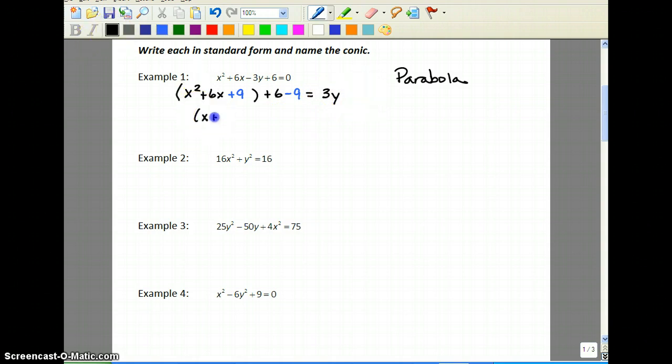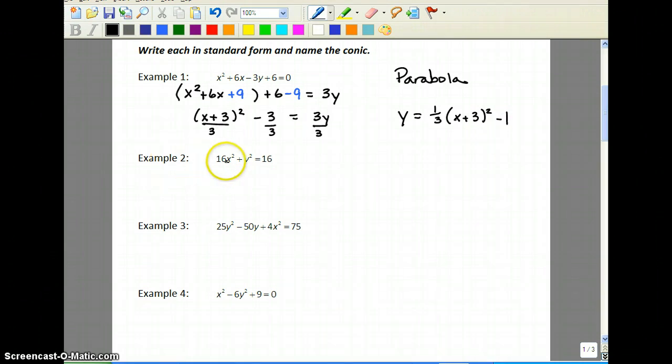This would be x plus 3 squared minus 3 equals 3y. Now I've got to divide the whole problem by 3. So my equation would be y equals 1/3 (x plus 3) squared minus 1. And that's all you're doing in section 6.